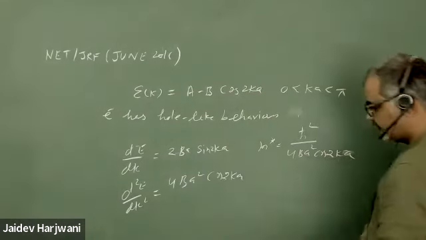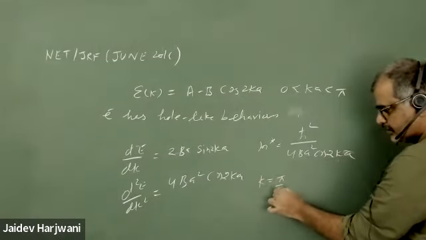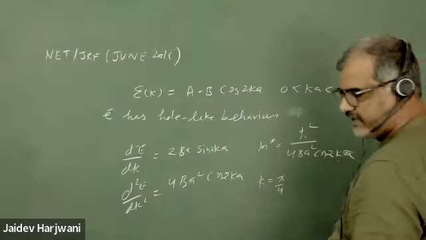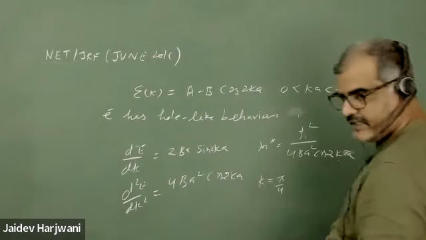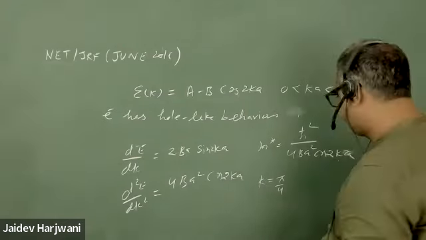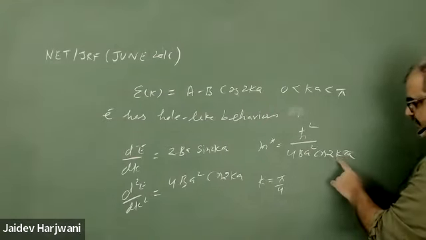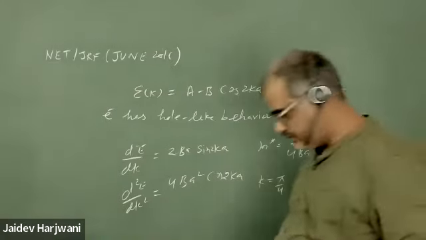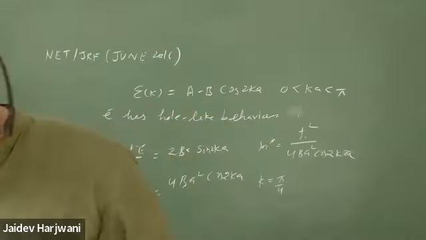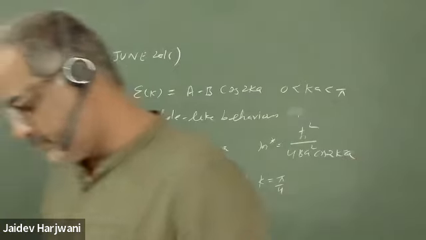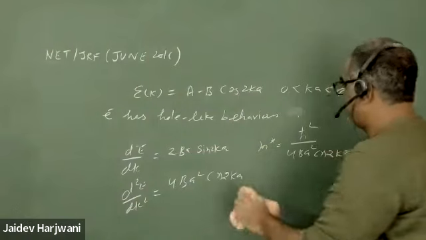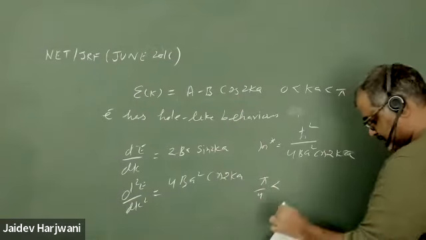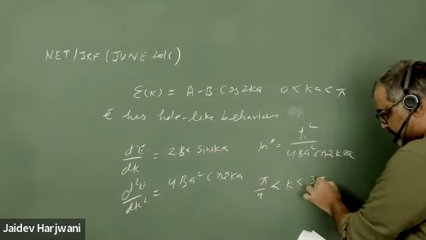If I put k equals pi by 4, what will come? If I write k equals pi by 4, what will come? If I put pi by 4 here, this becomes pi by 2. Tell me. The answer is given between pi by 4 and k and 3 pi by 4.